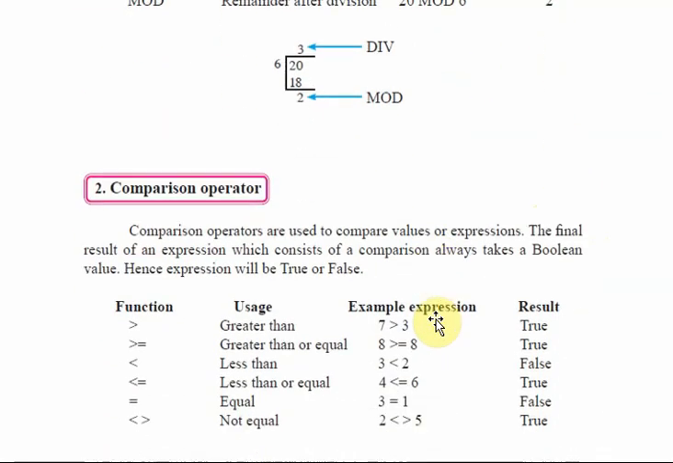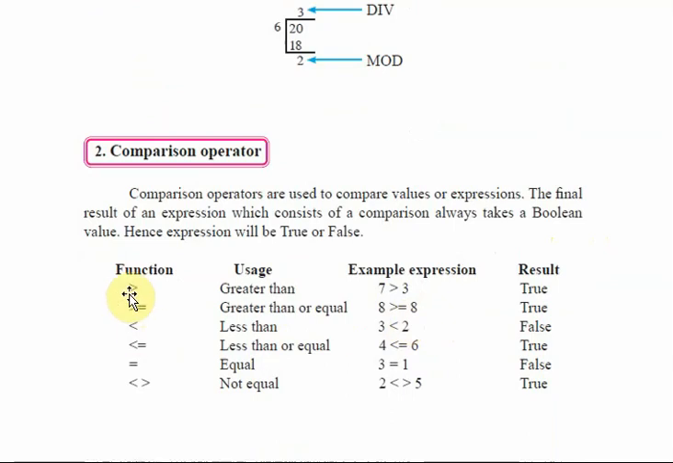Then comparison operators, we are very familiar with these. Greater than or equal, less than or equal, equal. This is not equal, right? Here we should also be able to clearly understand whether the result is true or false.